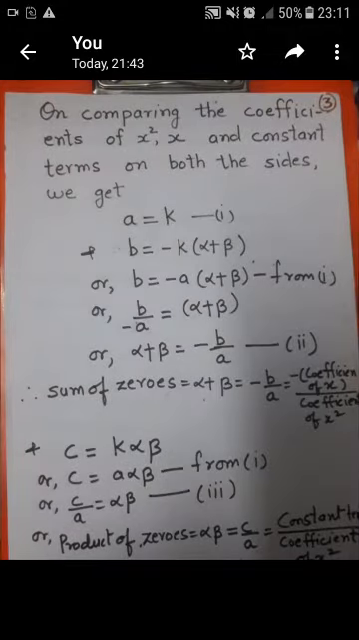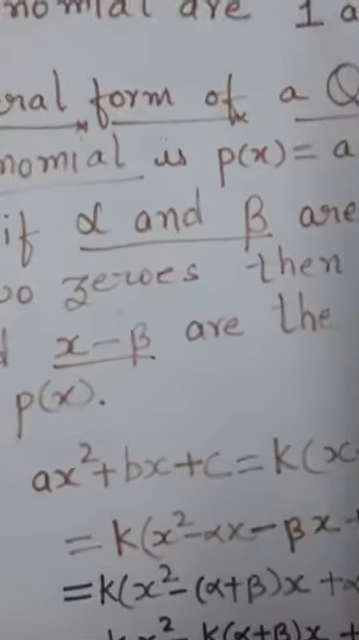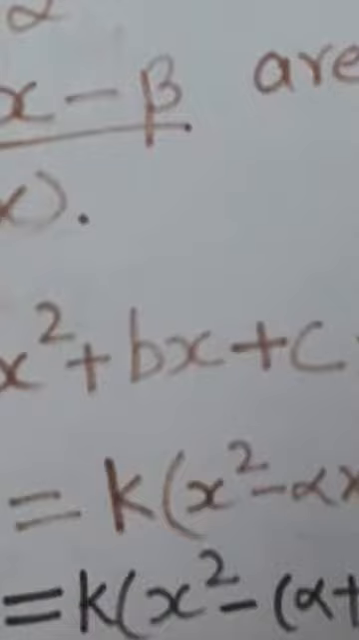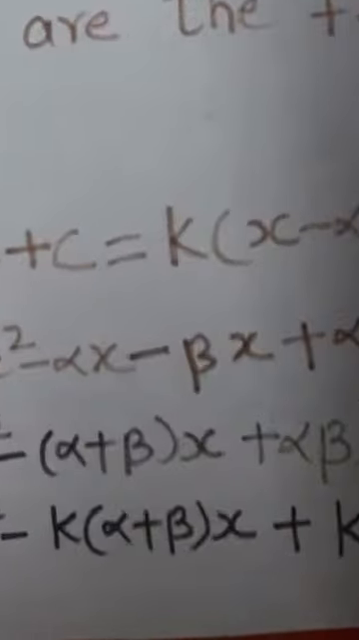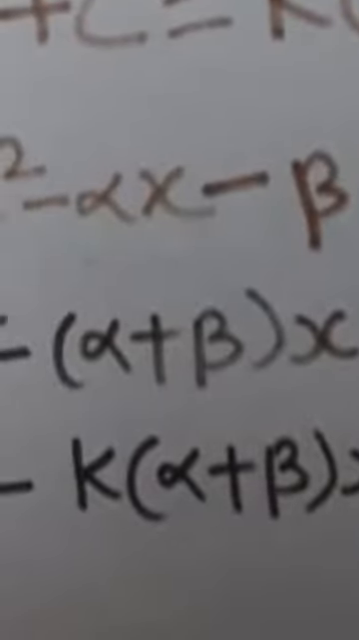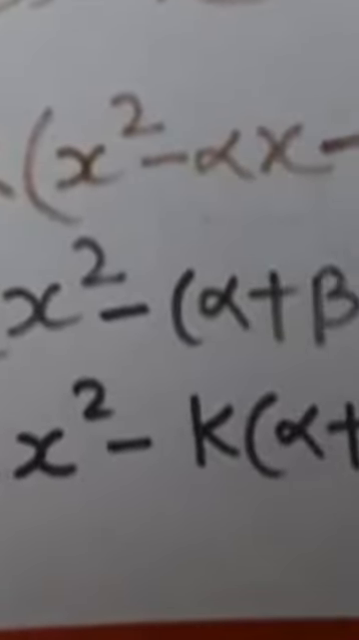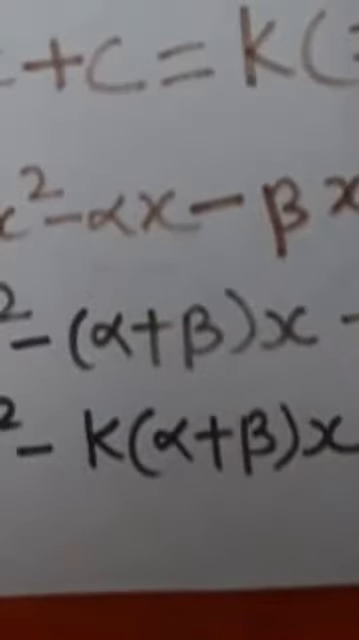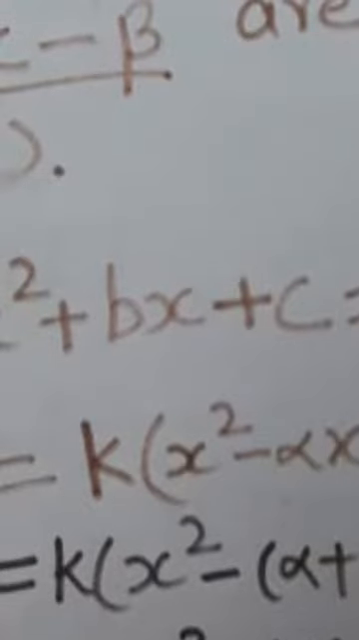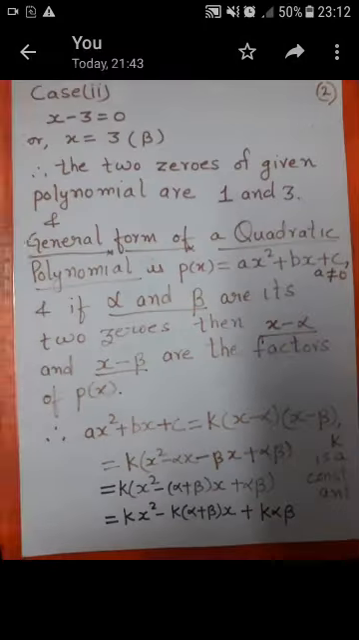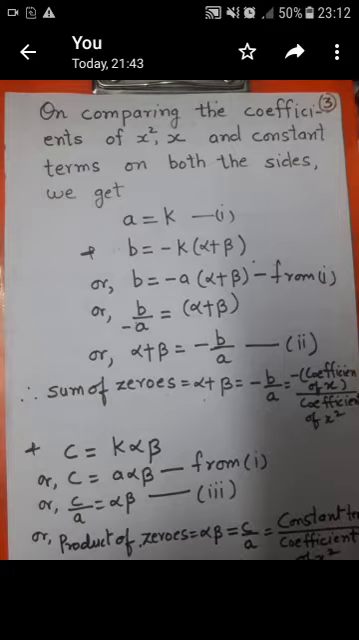Now again, we are going to compare the coefficient of x. The coefficient of x is here b. Along with x, b is written here. Now we will compare this with the coefficient of x here. The coefficient of x here is minus k alpha plus beta. The coefficient of x, whatever is written before x, is minus k within bracket alpha plus beta. This will be equal to the coefficient of x, that is b. This we have written here: b is equal to minus k alpha plus beta.